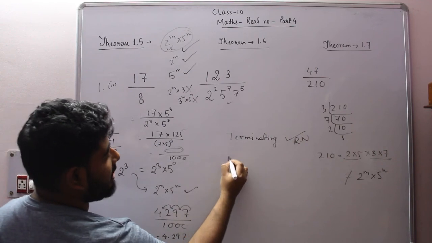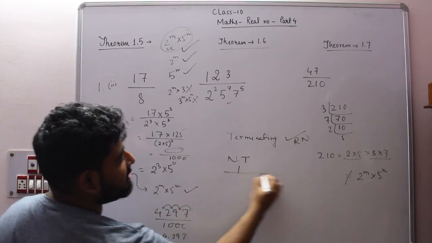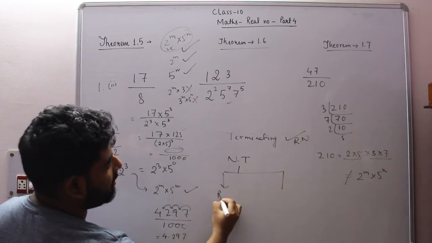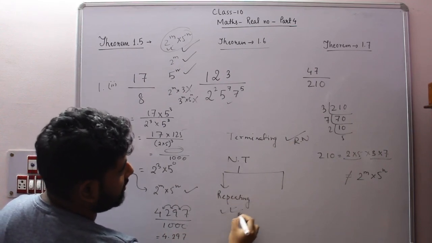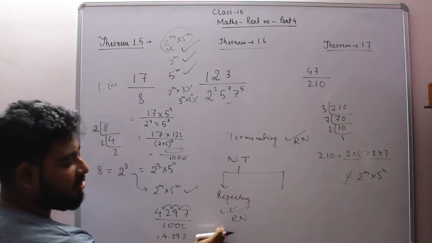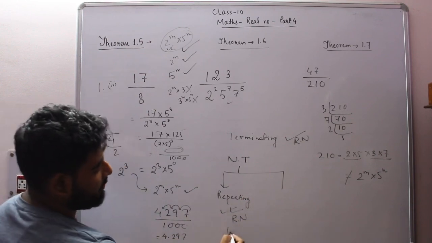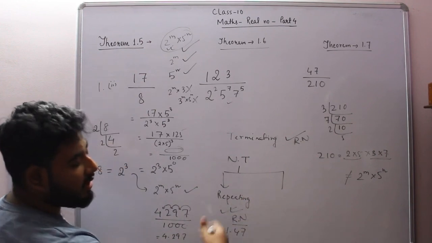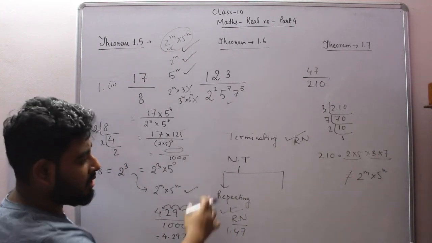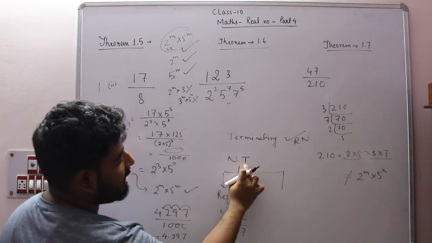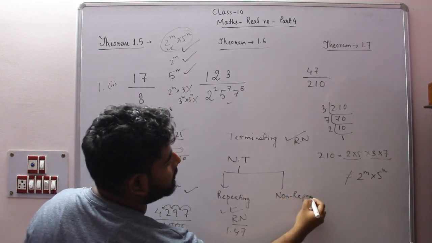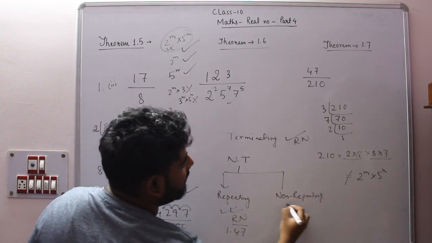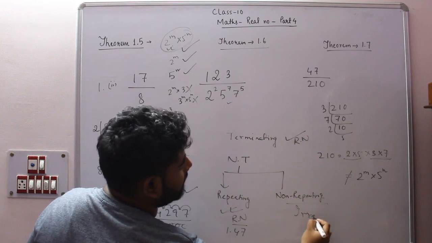If it is non-terminating, then we have to see whether it is repeating or not. If it is repeating the same number, that means it is also a rational number, because in class 9 we have got how to convert 1.47 bar into p by q. Yes, so it is also a rational number. But if it is non-terminating as well as non-repeating, so they are what? They are irrational numbers. Okay?